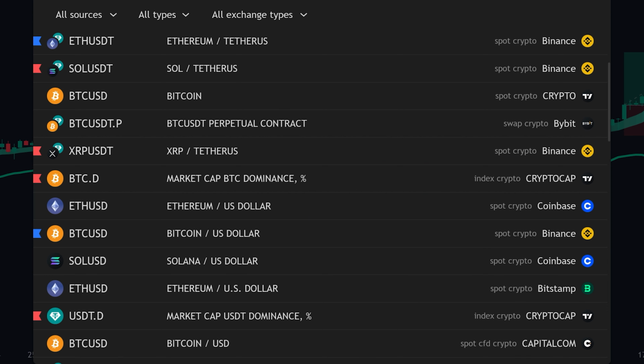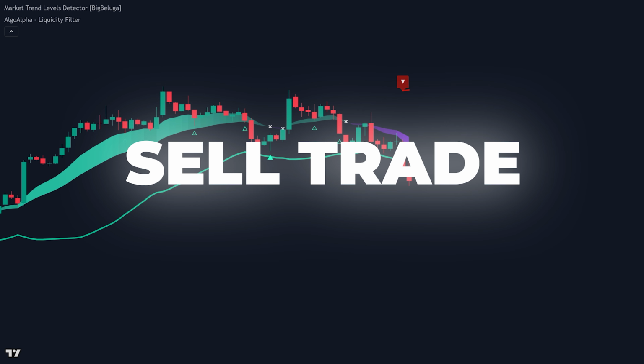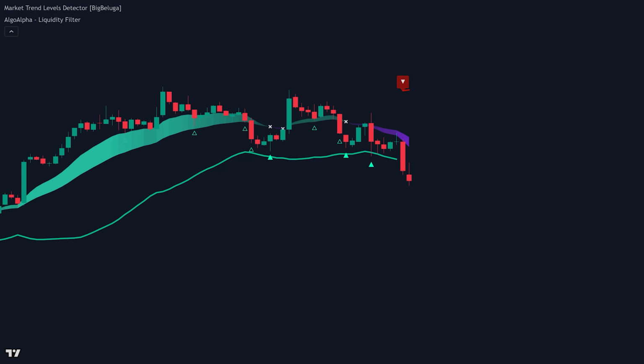Let's switch to the Ethereum chart to look for more trades. Sell trade setup. First, we wait for the liquidity sweep filter indicator to generate a sell signal. Next, we confirm the trend direction using the market trend levels detector indicator. The shaded area on this indicator should be purple, indicating a bearish trend.